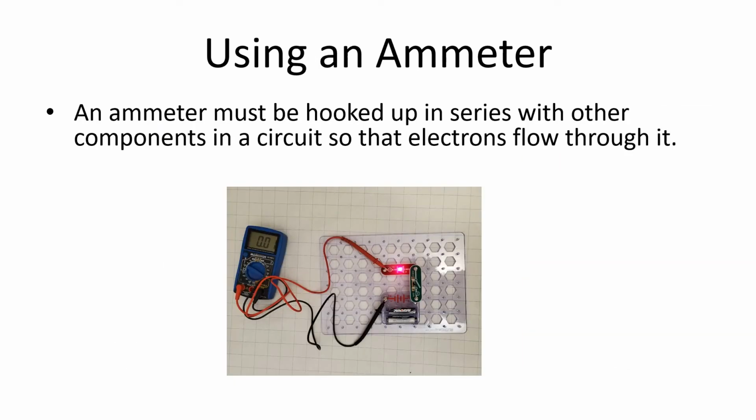So when you're going to use an ammeter, you have to hook it up so that the electrons flow through it, so it can measure the flow of electrons. And so that means hooking it up in series with the device that you want to know the current about. So in order to determine the current of this light in this circuit, you need to put the ammeter into the circuit so that you can measure the flow of electrons going through the ammeter and then back out and through the rest of the circuit and back to the beginning.